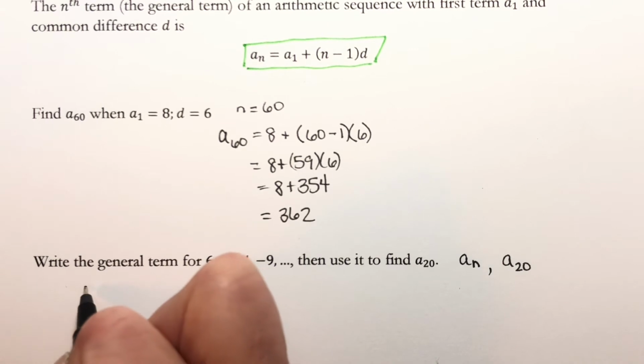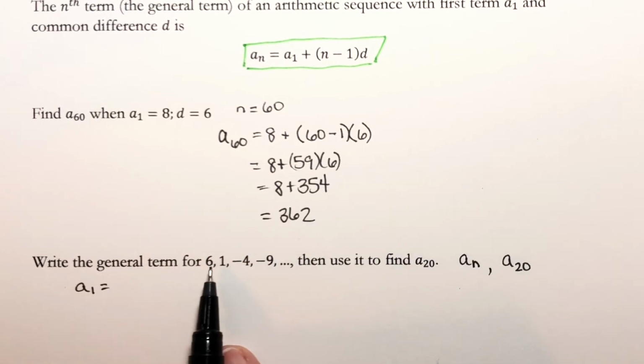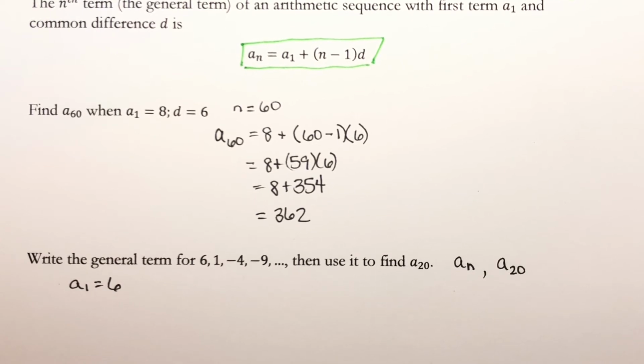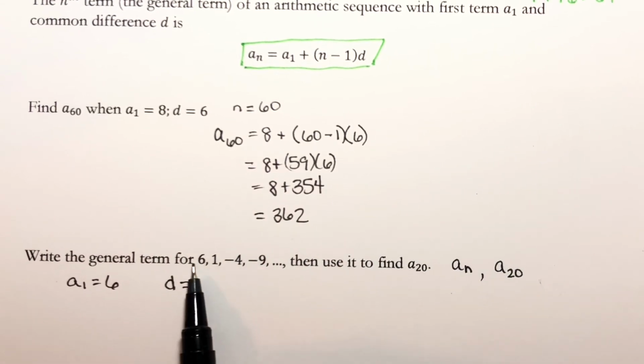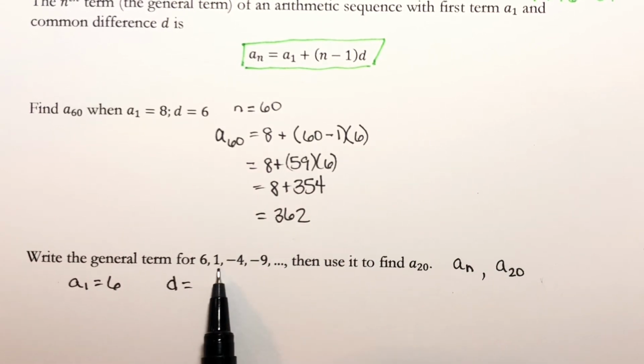Okay, well, what is our A1? It's always our first term, so A1 is 6. Now, we're not told what D is, okay? So we have to figure out what we're adding or subtracting every time. What is our D? Well, to go from 6 to 1, I subtract 5.